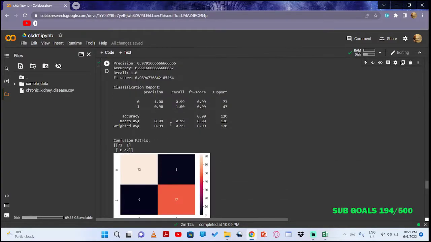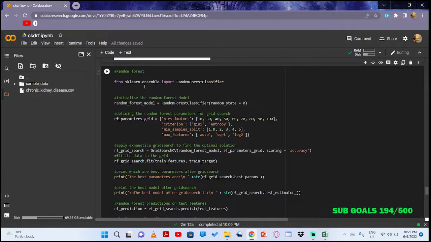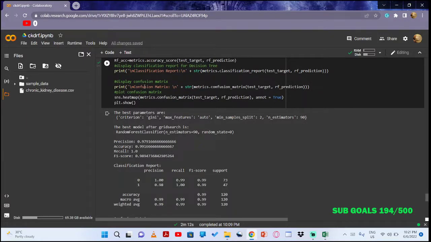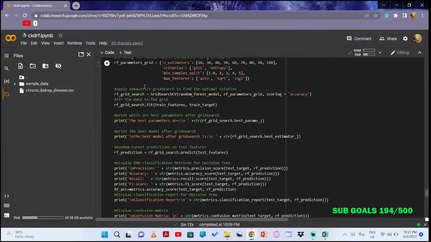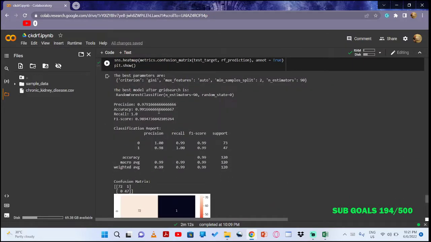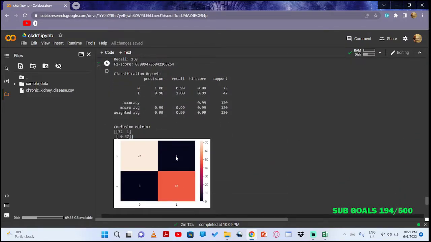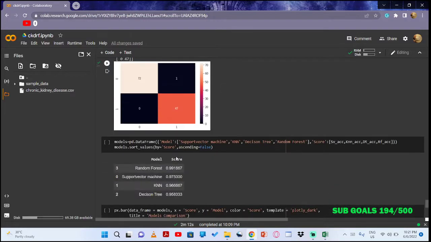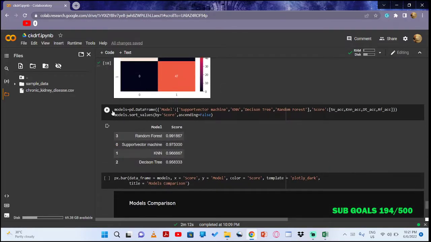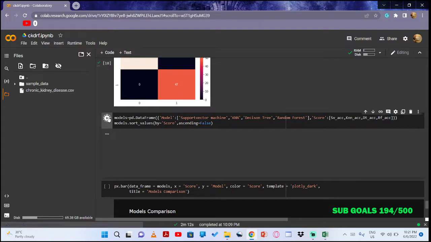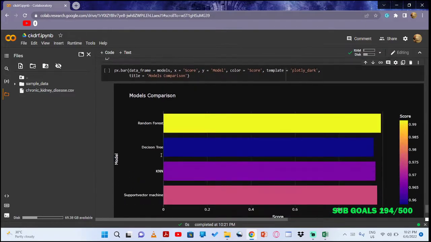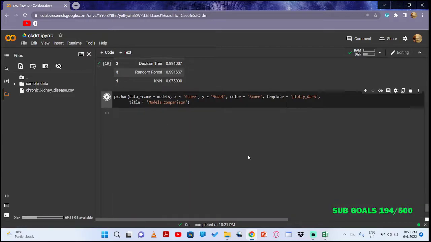But the next algorithm, random forest, is performing well, but it doesn't have a better execution speed. Compared to all the algorithms, this has a lower execution speed, but it has a better performance of 99%. That's the only problem. Then we plotted the ranks: support vector, random forest, decision tree. All three algorithms perform well, and we plotted the graph.